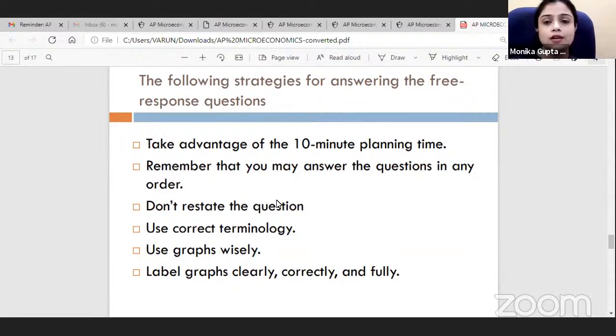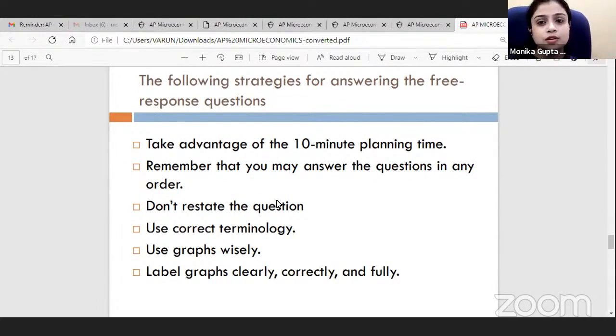Now, it is not necessary that you answer in a particular order, though it is preferable. What you can do is leave a few lines of space, and then come back to the question you haven't answered after doing the remaining questions. Now, don't restate the question, because you have limited space and no extra sheet will be provided to you.